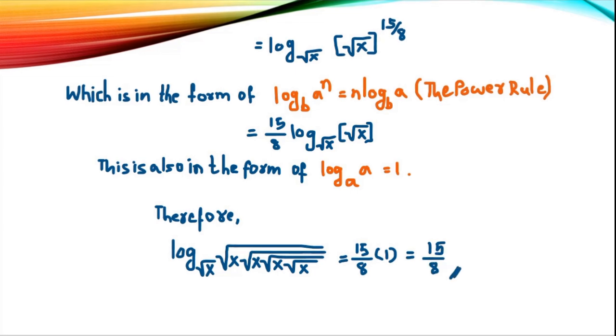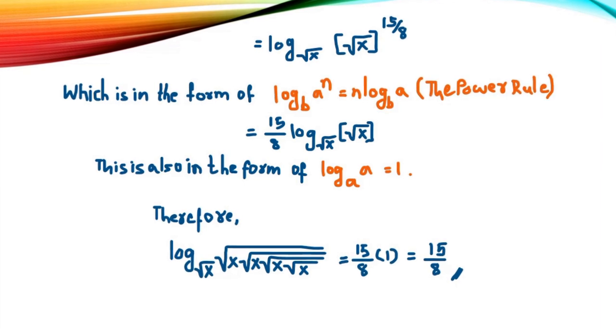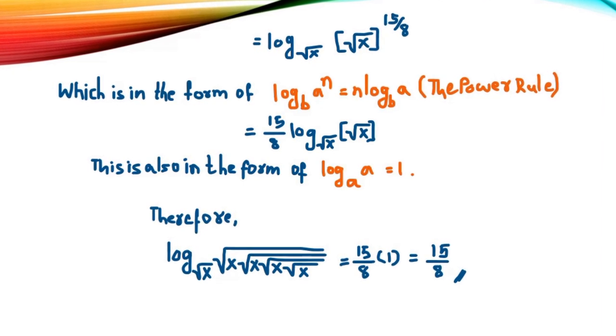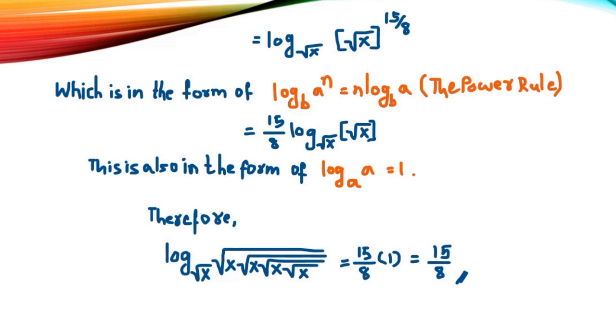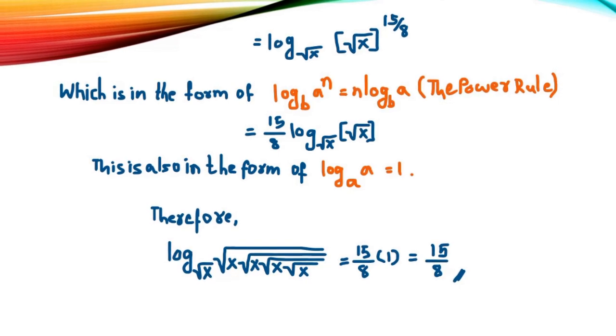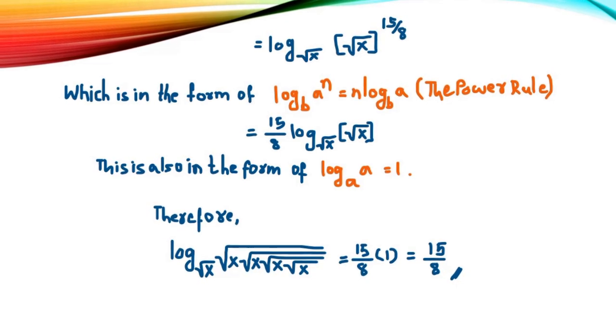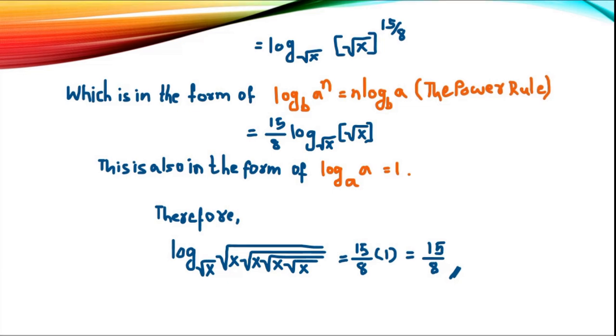Therefore, the expression we have been given, log base square root of x of square root of x, square root of x, square root of x, square root of x, 4 square roots of x, equals 15 by 8 into 1 equals 15 by 8. This is the solution. Thank you.